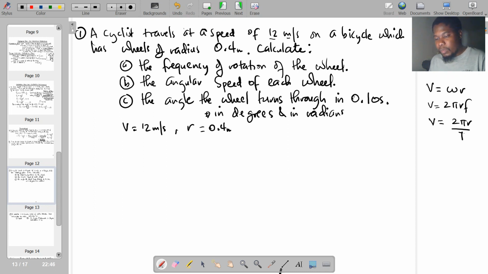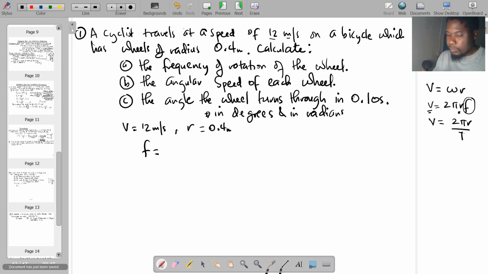Okay, now what we're given here is the velocity and the radius, and they want us to find the frequency. And here in this formula we have velocity, we have radius, and we don't know the frequency. That's what they want us to find. Now making f subject of the formula, so we're solving part A, f equals v over 2 pi r.